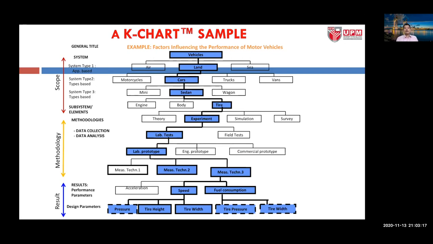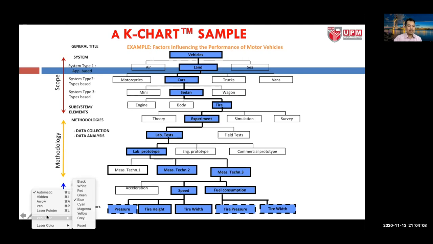Just now, we have looked at the general. Okay, let us try to look at an example. This is just an example, an example on motor vehicle, right? So obviously it has the scope layer, it has the methodology layer, and it has the result layer. Let us go one by one. For example, the general title for this particular research is factors influencing the performance of motor vehicles, right? So the general title is like that. What are the factors? We don't know yet. What is the performance? We also don't know yet. But the system under study, okay? Let me just select a pen.